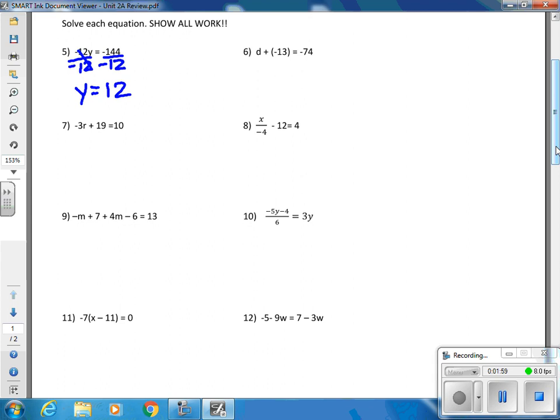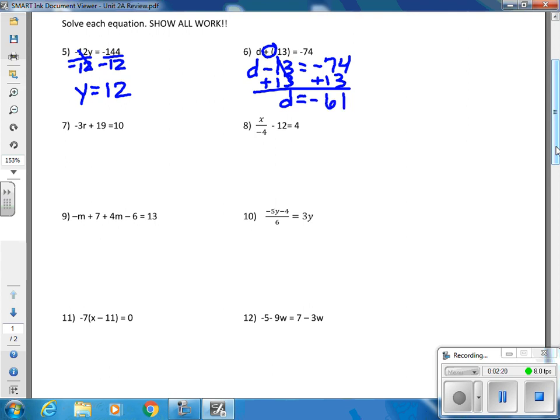Go to number 6. You need to get rid of double signs first before you do any type of operation. So this is d minus 13 equals negative 74. That allows you to see that you need to get rid of the minus 13. To do that, we add 13 to both sides. You get d equals negative 74 plus 13 is negative 61.